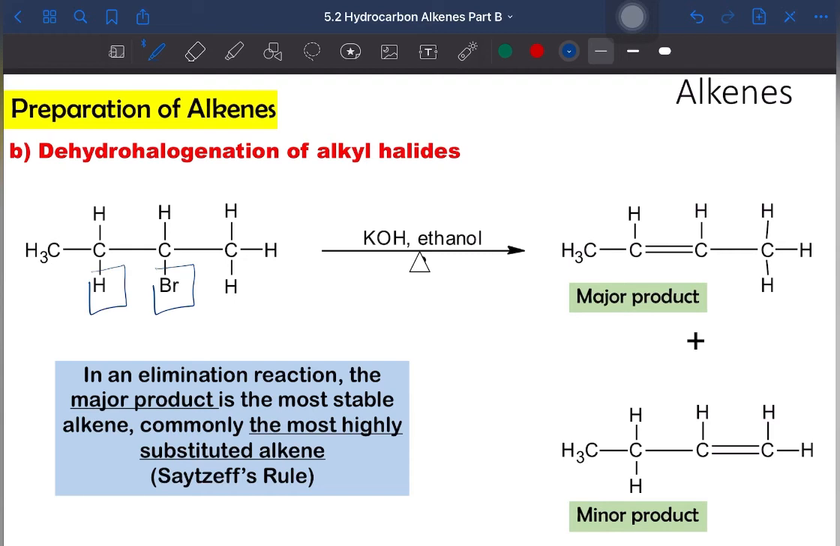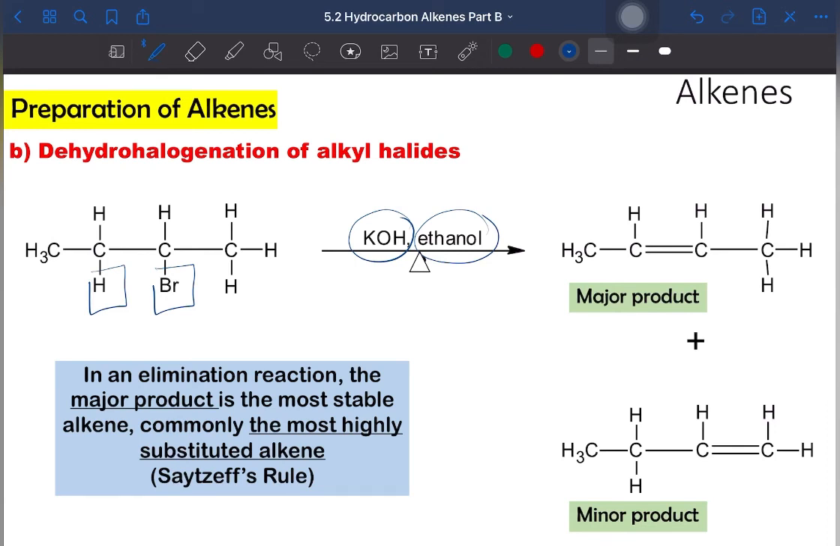This reaction must be carried out by heating the haloalkane with an alcohol and a base. So there must be alcohol and base. This method also follows the Zaitsev rule to form major and minor product.